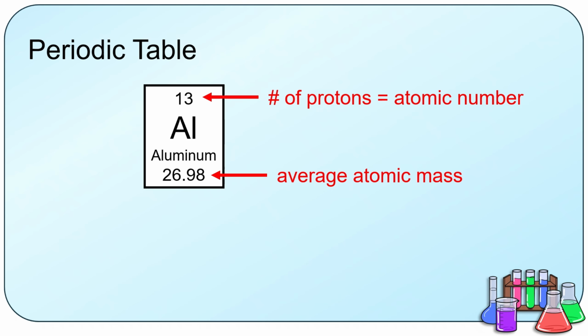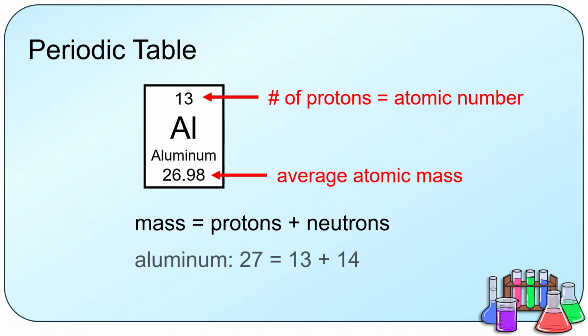Because electrons have no mass, all the mass from an atom comes from its protons plus its neutrons. For aluminum, since it has a mass of about 27 and it has 13 protons, that means the leftover mass comes from neutrons, so it has 14 neutrons. Atoms of the same element will always have the same number of protons. For example, all aluminum atoms have 13 protons. However, they can have different numbers of neutrons.